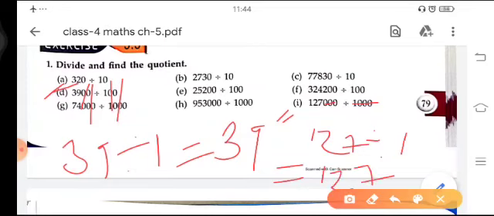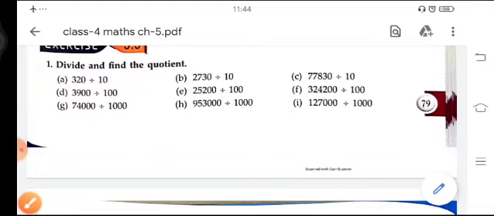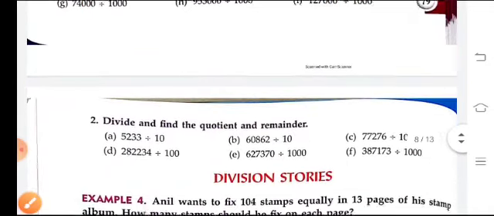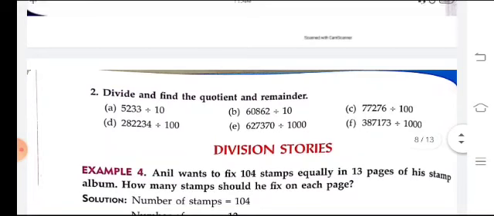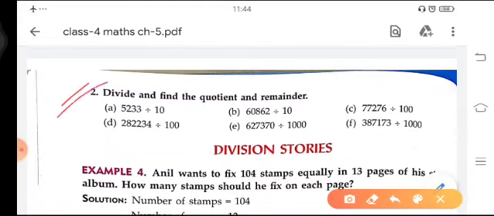Okay, so that is also a very simple exercise for you students. Okay, there is a next question. In this question we have to divide and find the quotient and the remainder. It means that these questions are not based on the complete division method. Okay, after dividing the number we will get some answer, and whatever quotient you are getting you have to write, and whatever remainder you are getting that also you have to write.